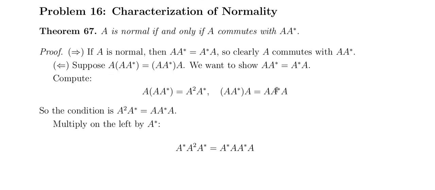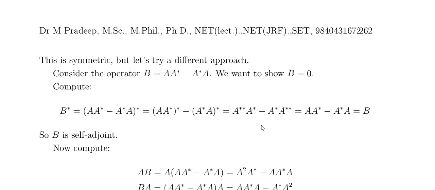If A is normal, then A commutes with A star, and conversely, if and only if A commutes with A star, A is normal. இது மாதிரி சிம்பிள் ரிசல்ட்லாம் கேட்கறதுக்கு நிறைய வாய்ப்புகள் இருக்குது.